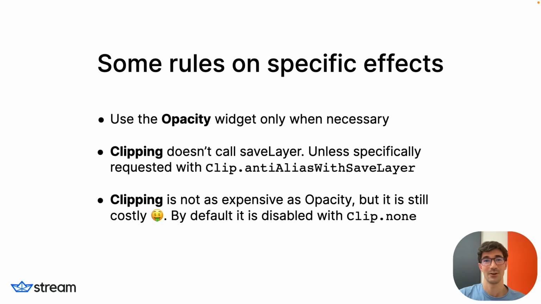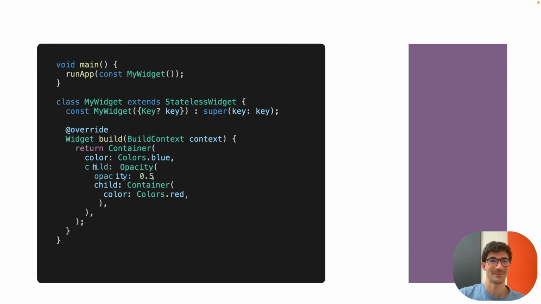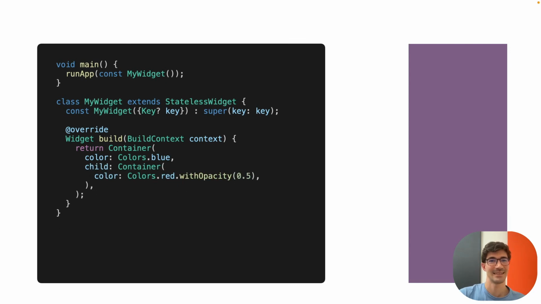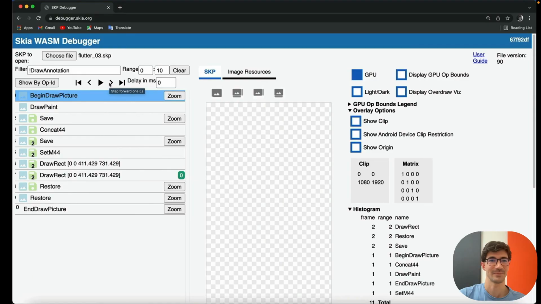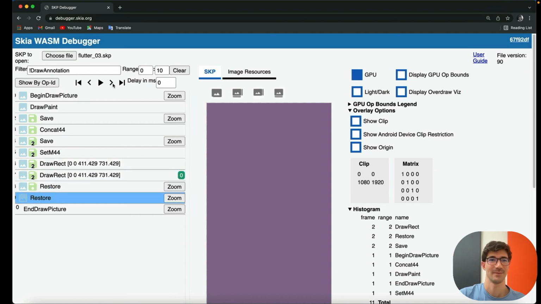There are a few things that could cause a call to save layer, and generally some rules you need to think about. Use opacity only when necessary, and clipping can cause save layer when you use the anti-alias with save layer clip call. Other types of clipping are not as expensive as opacity, but are still costly. So you're telling me I can't use opacity and clipping? No, don't worry. 80% of the time there's a way around it. Back to our example, let's modify it. We remove the opacity widget and instead set the opacity on the color. And as you can see, now the call to save layer has been removed and order has been restored.